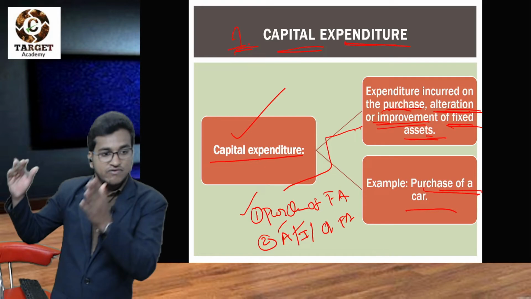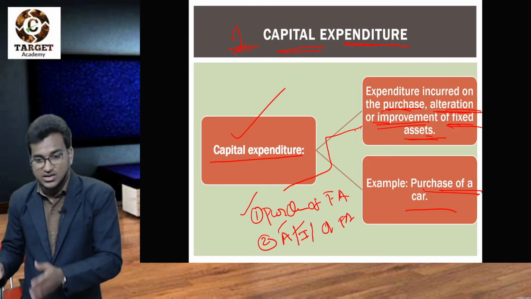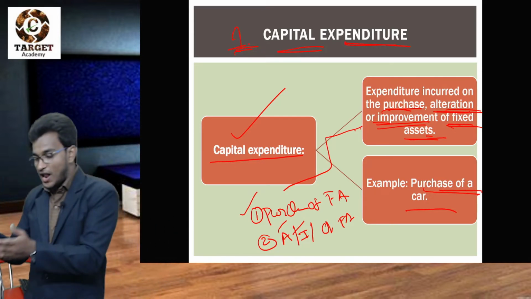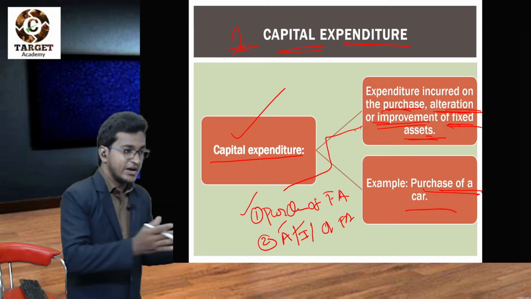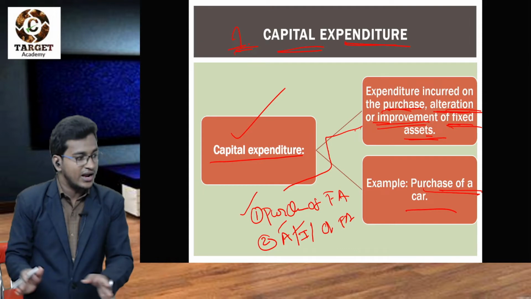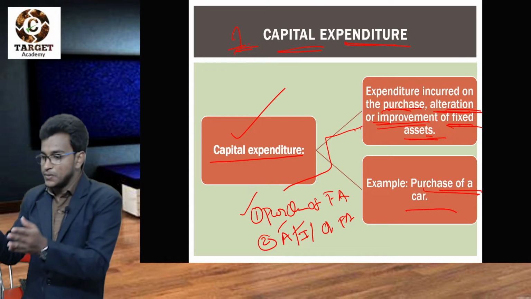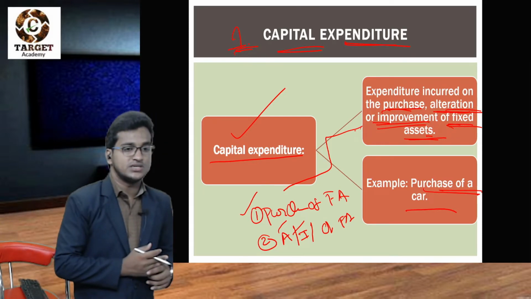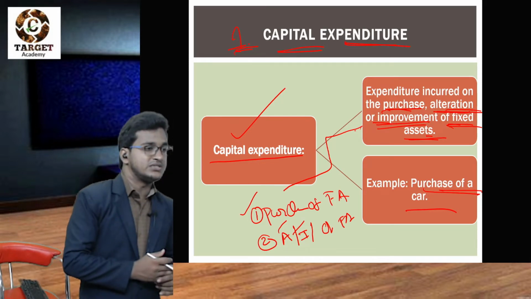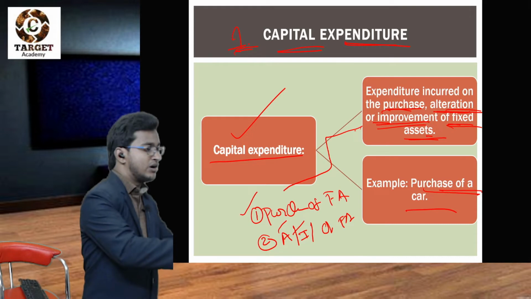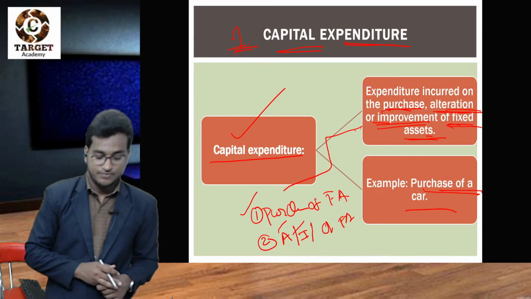Purchase of land, capital expenditure. Purchase of building, capital expenditure. Purchase of furniture, capital expenditure. Purchase of a laptop, capital expenditure. Next, alteration of a building, capital expenditure. Alteration of a particular land, capital expenditure. Alteration of furniture, capital expenditure. Constructing an additional floor on the same building, capital expenditure. Improving benches in the classroom, capital expenditure.